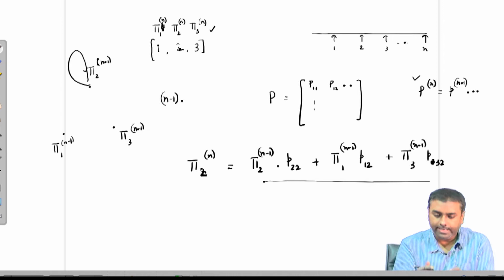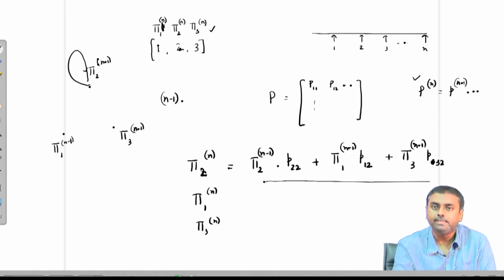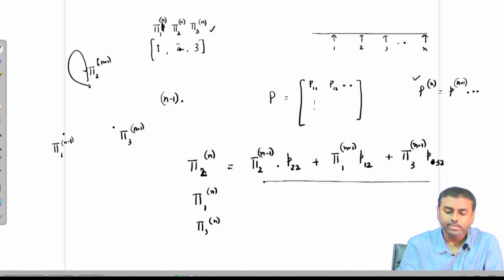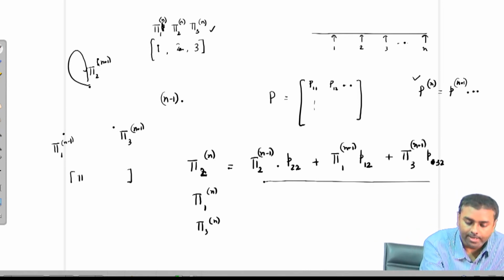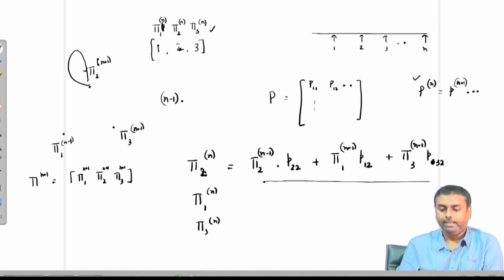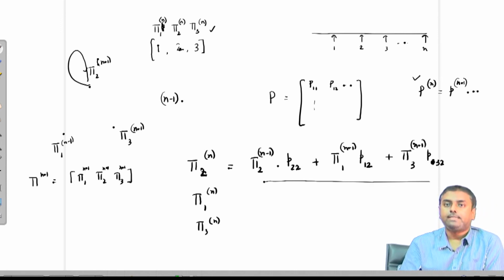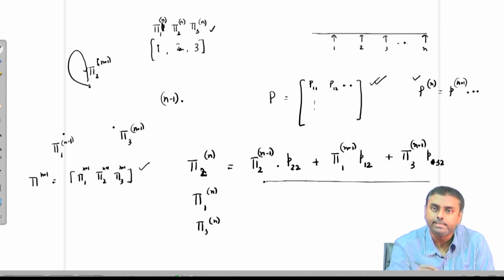If you carefully see, I can also calculate pi 1 n and I can also calculate pi 3 n. This is just a matrix multiplication of an associated vector. If I construct an associated vector which is pi 1, pi 2, pi 3 with time index, say n minus 1, then it is the overall pi n minus 1. If I put pi n, then the index will be n. It is just this vector multiplied by the transition probability matrix.